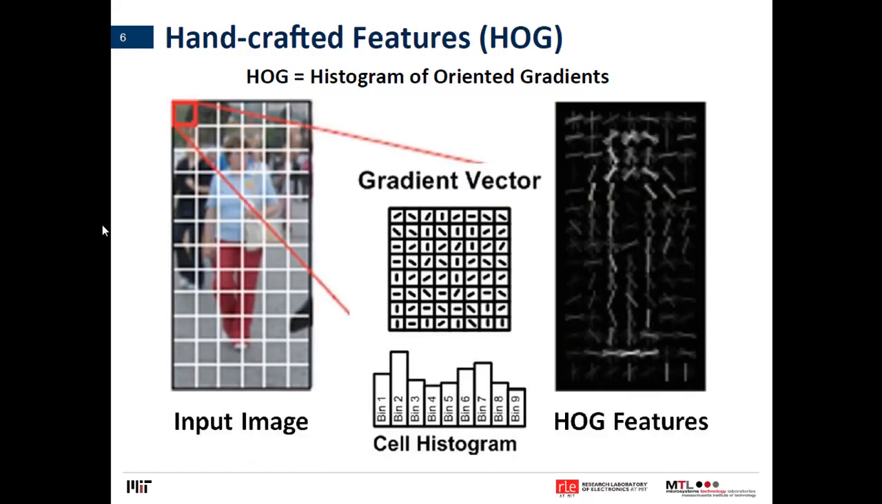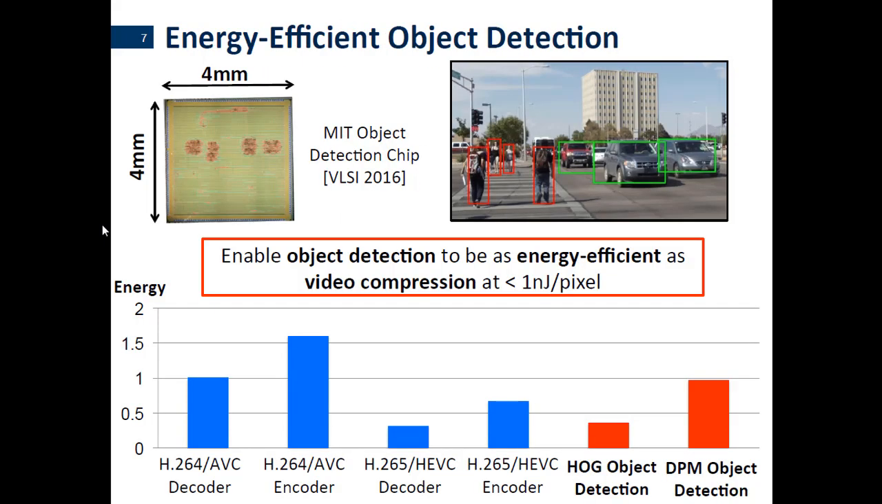Okay, so just a very high-level overview of what HOG actually is. HOG stands for Histogram of Oriented Gradients. Basically, you're extracting gradient vectors from an input image, looking at edges. You take a histogram of the different angles, and then you do some normalization. It's a very simple feature, but it's been very popular over the past few decades.